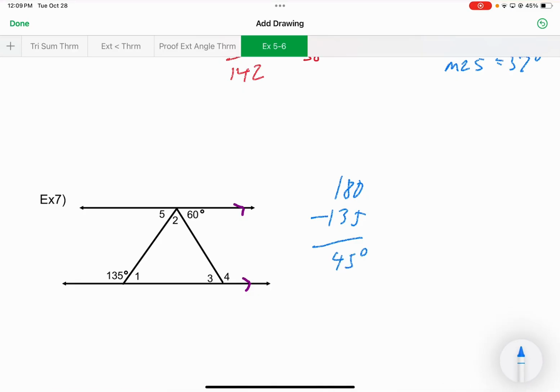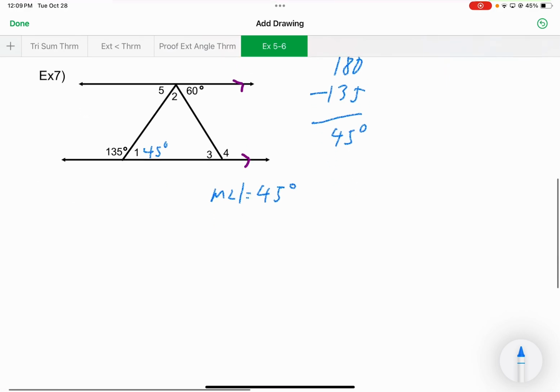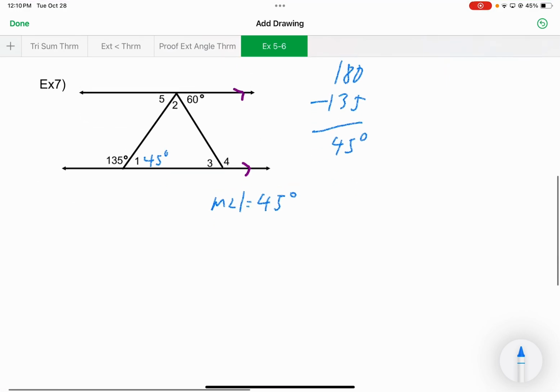45. Yeah. Okay. And then once you have that, you can find another angle really easily. Angle 5, because they're alternate interior. So this would be 45. Alternate interior angles because lines are parallel. Nice assist from Molly there. Where are we going from there?